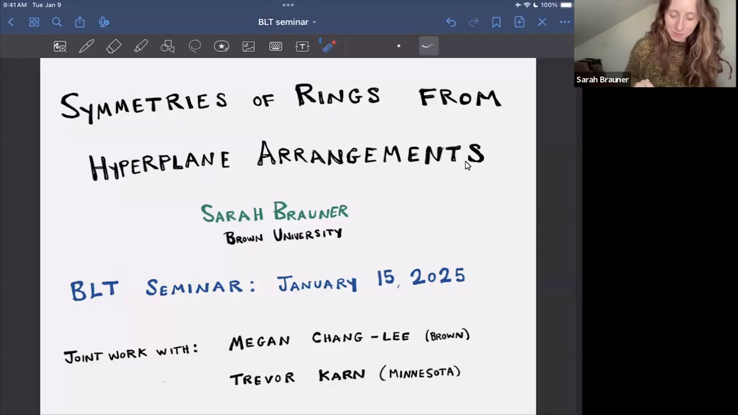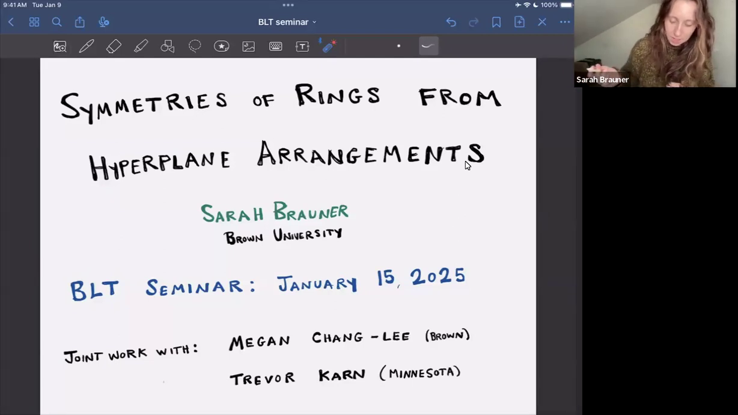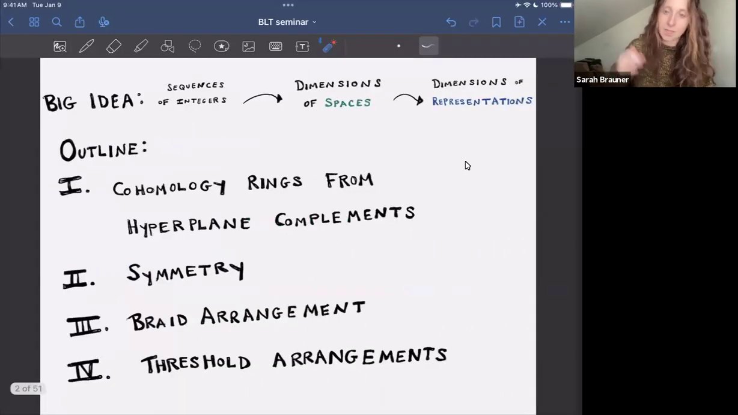What I'm going to talk about is the symmetries of rings from hyperplane arrangements. This is a vague or broad title because it's a topic that I'm interested in in a variety of contexts, but what I'm going to be talking about today is joint work with two grad students, Meg and Chang-Lee at Brown and Trevor Karn at Minnesota. I'll be talking about the symmetries of a specific hyperplane arrangement and rings that come from that.